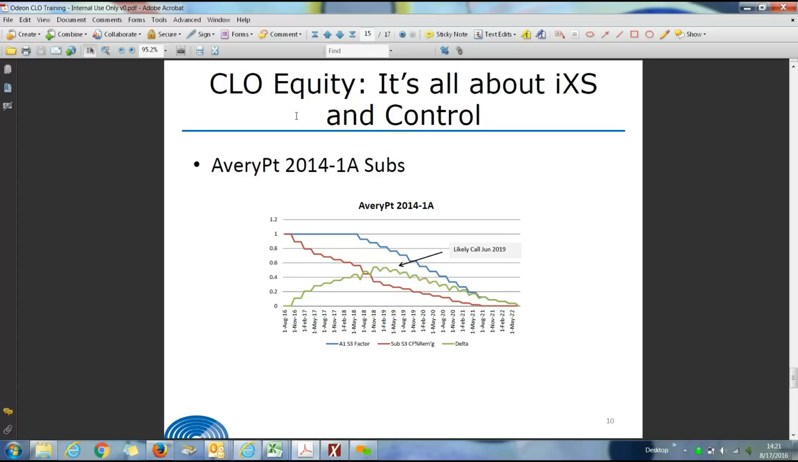Let's see. Is everybody clear on MVOC and some of those other terminologies?